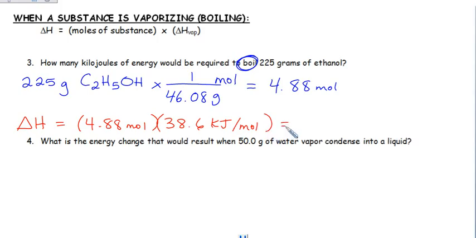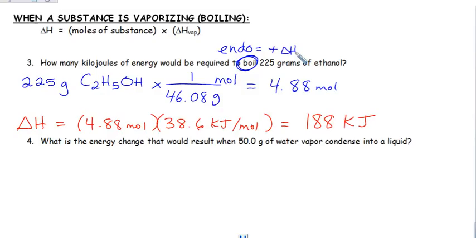I'm going to multiply. If I leave the same, like 3 sig figs, 188 kilojoules. This makes sense. I have a positive delta H because boiling is an endothermic change, and I should have a positive delta H. It's energy that must be absorbed.